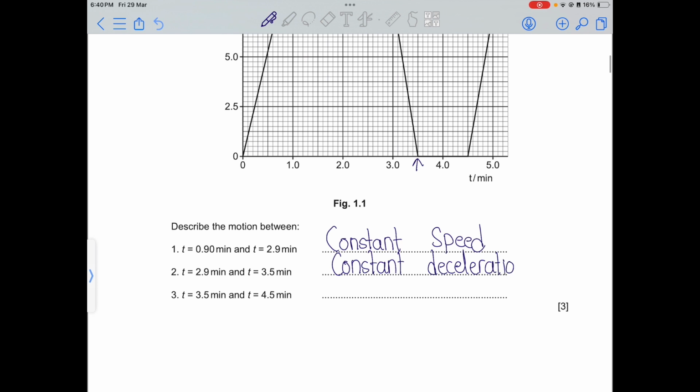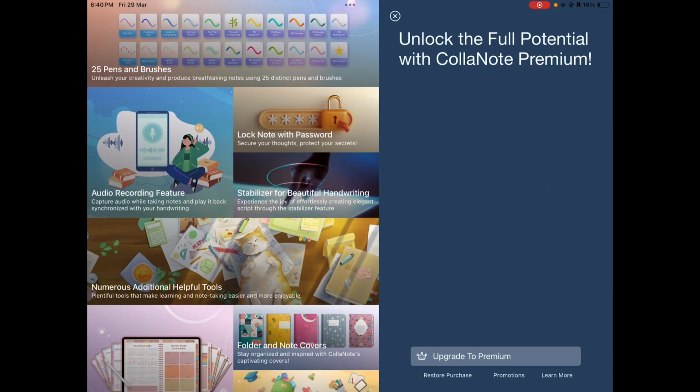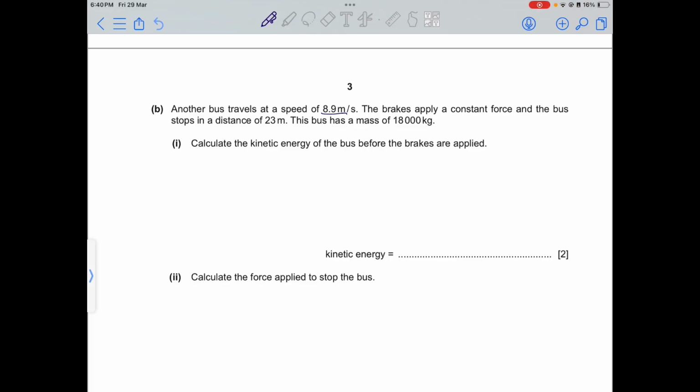Then from 3.5 minutes to 4.5 minutes, we can see that the speed is 0, which means the car has not moved and it's stationary. All right, moving on. I hope this question is clear. So another bus travels at the same speed of 8.9 meters per second. The brakes apply a constant force and the bus stops in a distance of 23 meters.